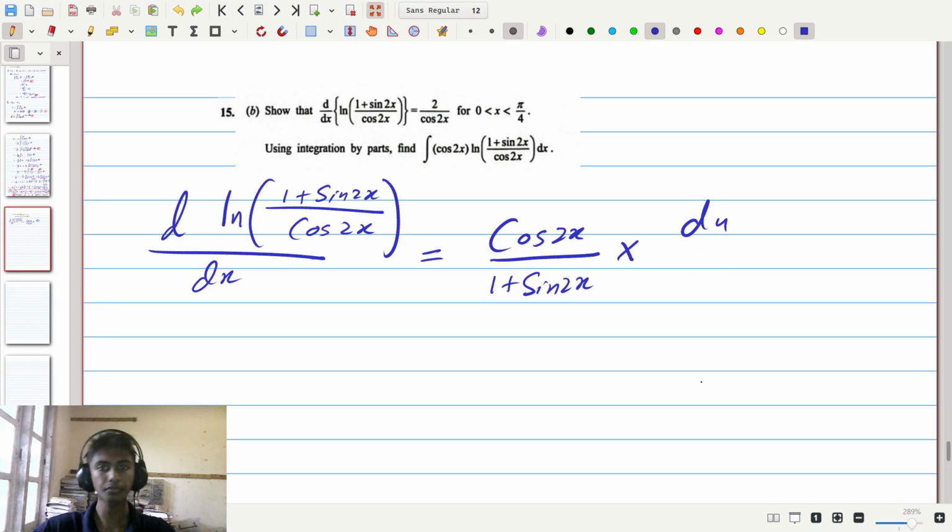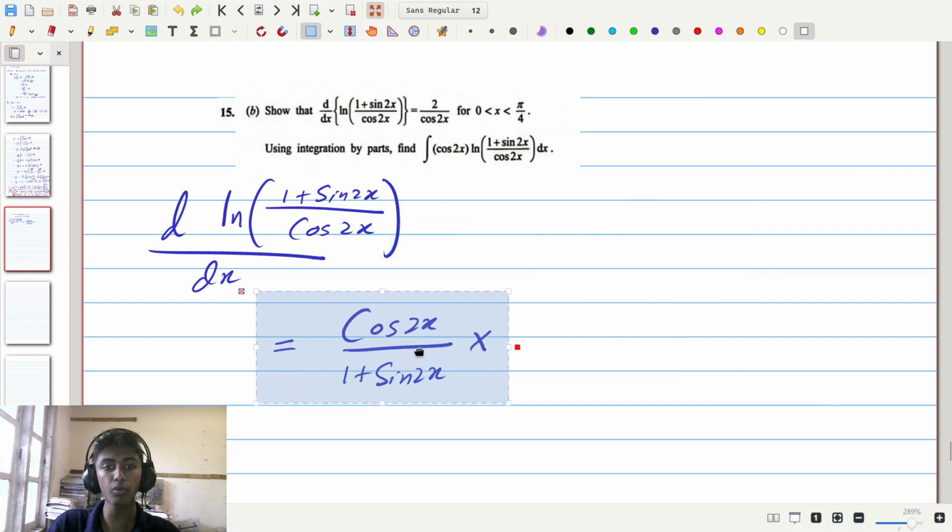So we need to take the derivative of this expression on the inside, 1 plus sine 2x divided by cosine of 2x. Since this function on the inside is a ratio of two functions, 1 plus sine 2x and cos 2x, we're going to need to use the quotient rule to find the derivative of this function with respect to x. Since the quotient rule is a little bit big, I'm going to take this to the next line and then we're going to write out the quotient rule.